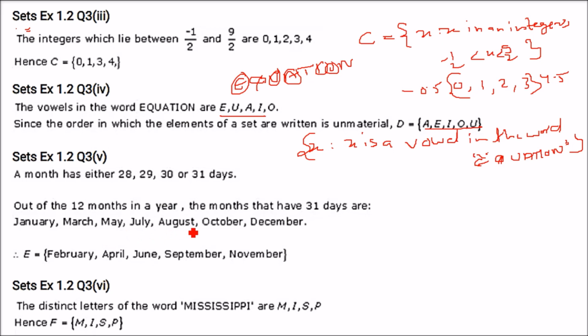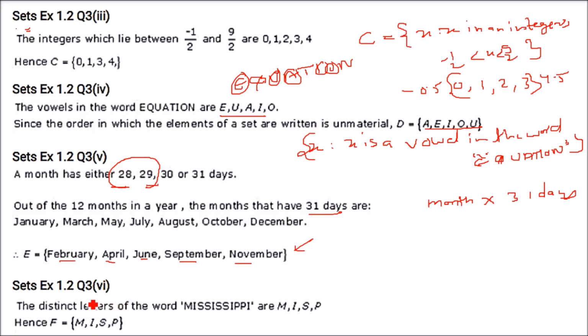Next is X is such that X is a month of a year not having 31 days. The question is the month not having 31 days. So all the months from January to December, they may contain 28 or 29 for February. Then we have 30 or 31 days. So those which are having 31 days are January, March, May, July, August, October, December. Just subtract this from January to December. So we get February, April, June, September, November, which are not having 31 days. So this is the list.